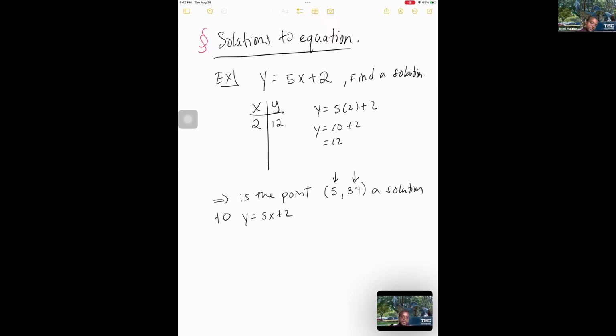And so you just have to go back and try for yourself. You plug in 5, and so y is going to be equal to 5 multiplied by 5 plus 2. That's 25 plus 2. That's 27. So it's (5, 27). Therefore, this point right here is not a solution. Questions there? And that's kind of where we ended.